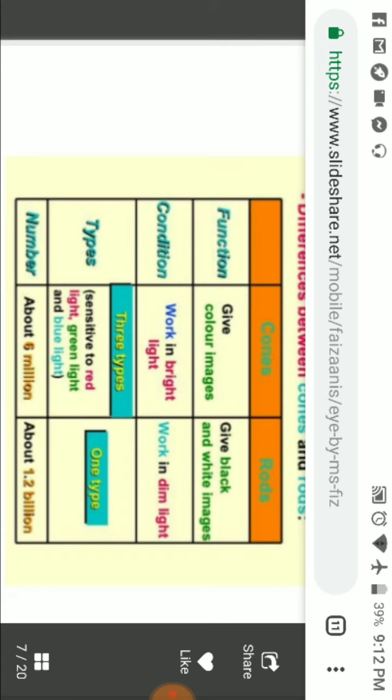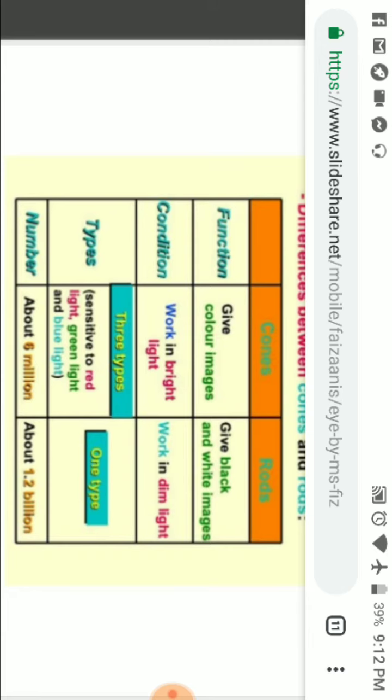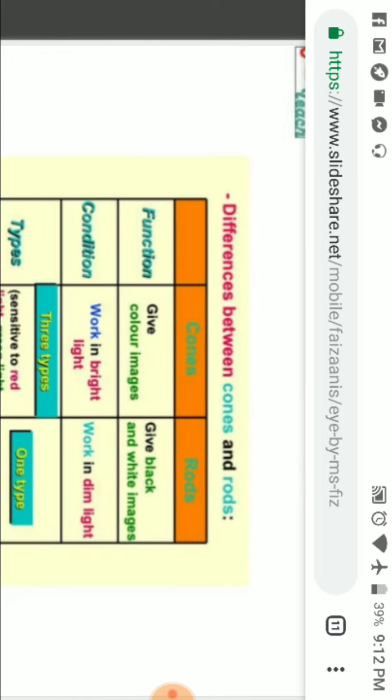Now three types of cells are there when it comes to cone cells, that is red, green, blue, which give you the variety of colors that you see. And rod cells are obviously of one type. Cone cells are more in number, however rod cells are a bit lesser in number.